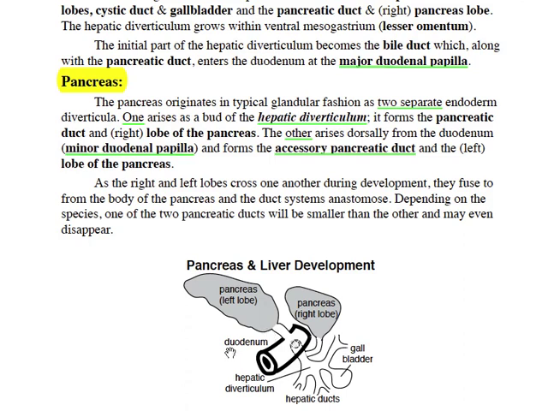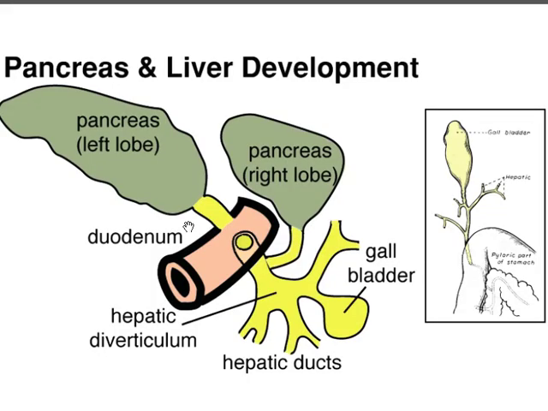This image shows the accessory pancreatic duct arising from the future minor duodenal papilla and the hepatic diverticulum arising from the future major duodenal papilla. The hepatic diverticulum gives rise to hepatic ducts and lobes of the liver, to the cystic duct and gallbladder, and then becomes the bile duct, as you can see over here in the adult pattern. Also, the hepatic diverticulum gives rise to one lobe of the pancreas and the pancreatic duct, which comes off near the origin of the hepatic diverticulum.